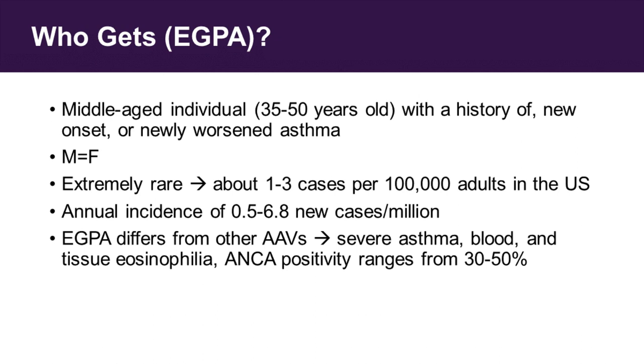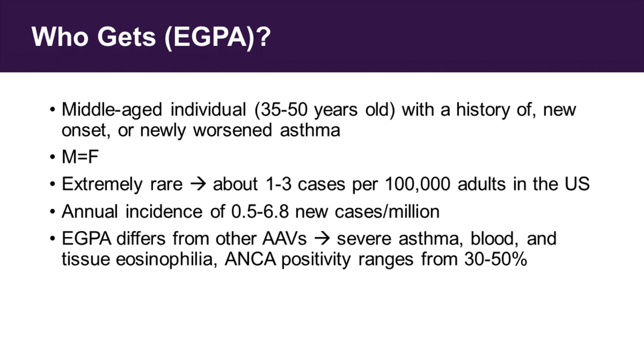So who gets EGPA? It's usually middle-aged individuals, about 35 to 50 years old, with a history of new onset or newly worsened asthma. And it's about the same distribution between males and females. This is a rare vasculitis. There's about 1 to 3 cases per 100,000 adults in the U.S., and the incidence is about 0.5 to almost 7 new cases per million. And it's obviously higher in asthmatic patients.